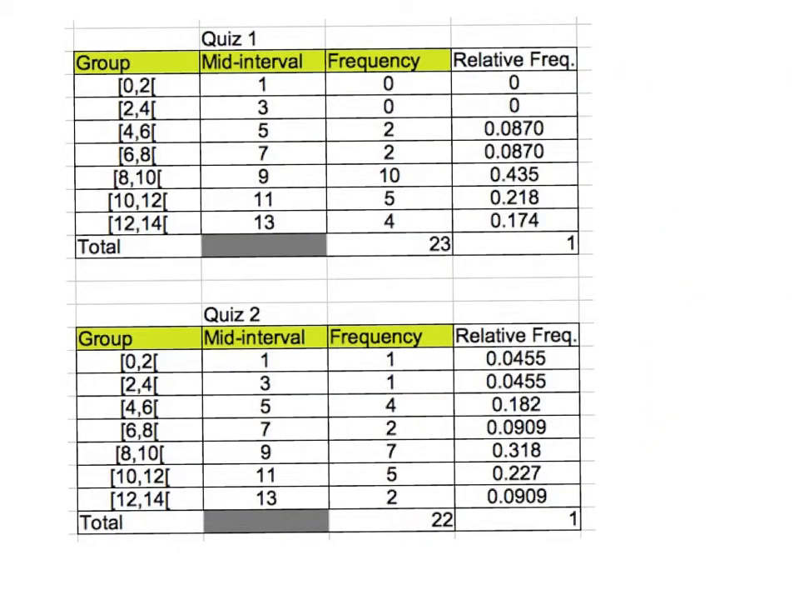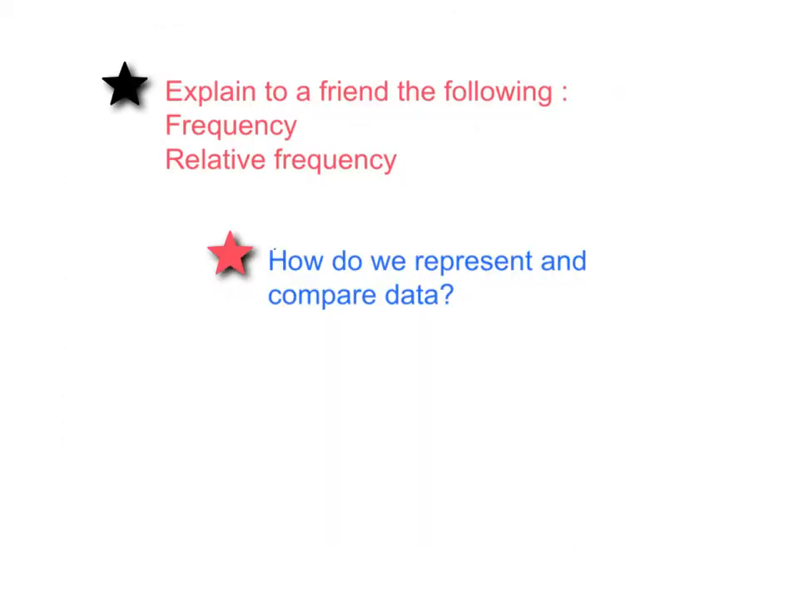Let's look at the answers. Do you get these answers right? So here's the relative frequency of quiz number 1. Here's the relative frequency of quiz number 2. So right now, we can actually do the comparison because all of these relative frequencies now add up to 1. If your relative frequencies do not add up to 1, then you have a problem. Please check the working again. All right.